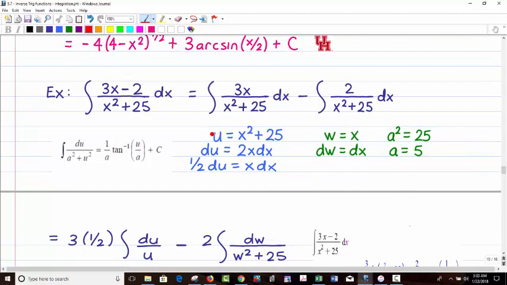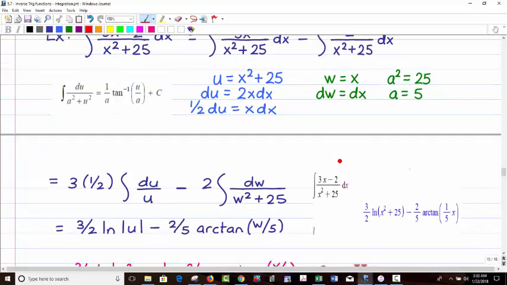The first one is because we have an x squared and an x, we'll let u be the entire denominator. X squared plus 25 gives us 2x dx. So it's 1/2 du as x dx. And this one on the right perfectly falls into arctan. Not too much work to do there. With w being x, dw is dx. A is 5, so it's good to go for arctan.